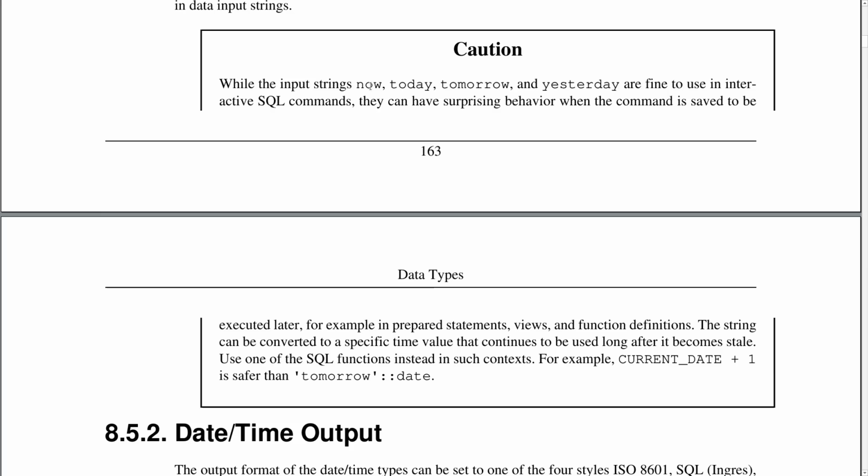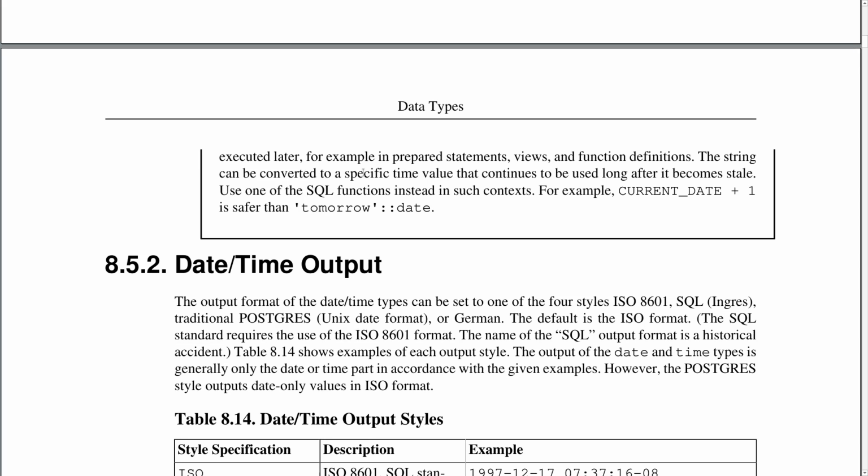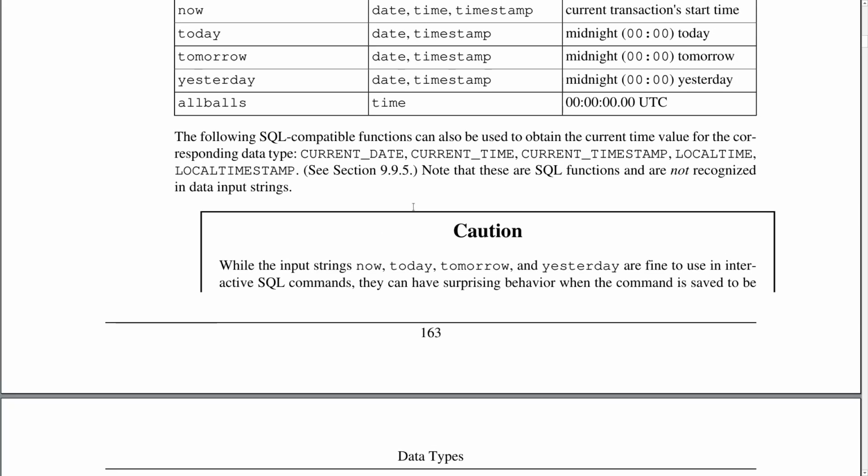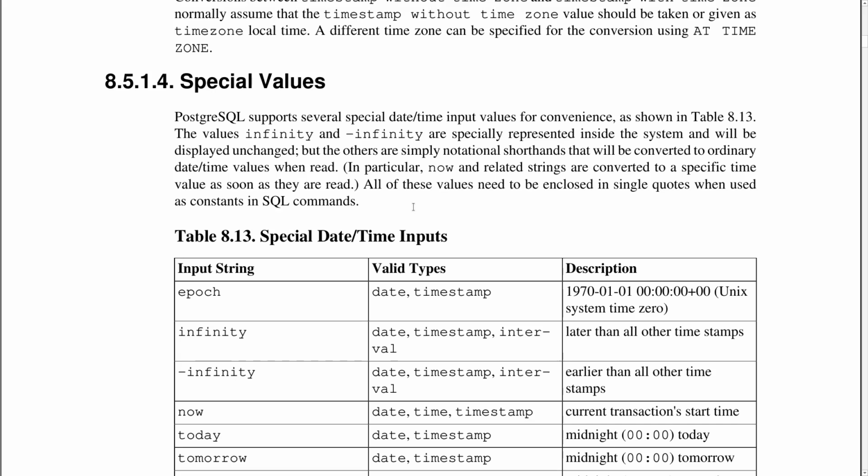Caution. While the input strings now, today, tomorrow, and yesterday are fine to use in interactive SQL commands, they can have surprising behavior when the command is saved to be executed later. For example, in prepared statements, views, and function definitions, the string can be converted to a specific time value that continues to be used long after it becomes stale. Use one of the SQL functions instead in such contexts. For example, current date + 1 is safer than 'tomorrow'::date. The reason is mentioned here.